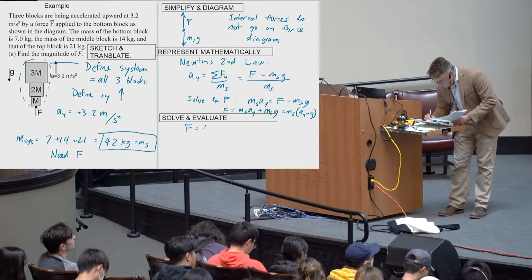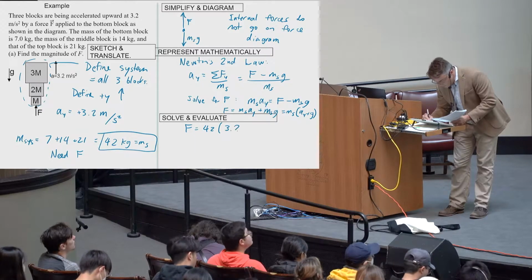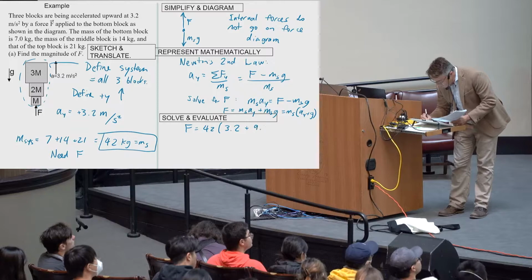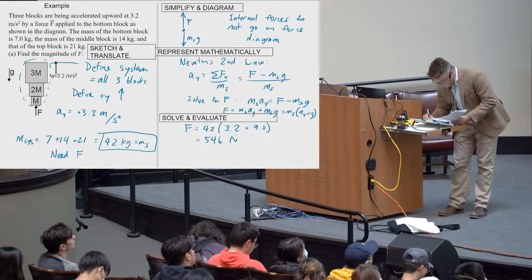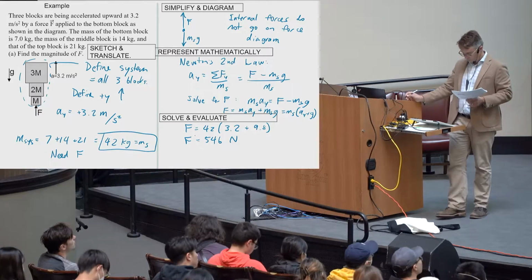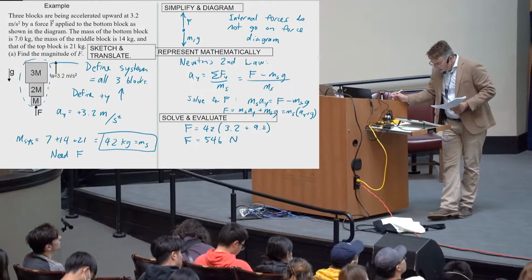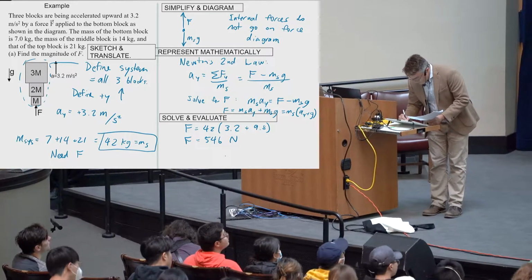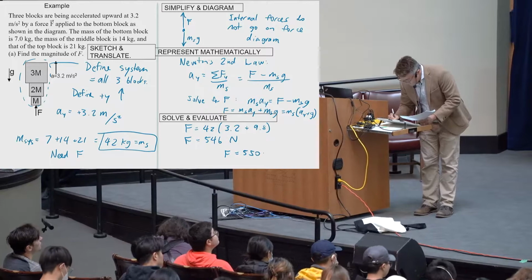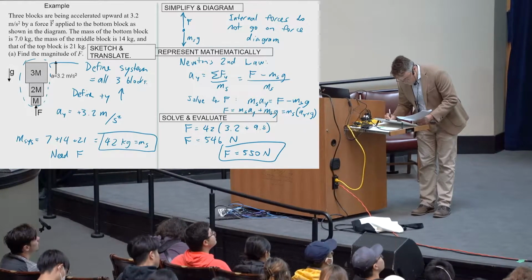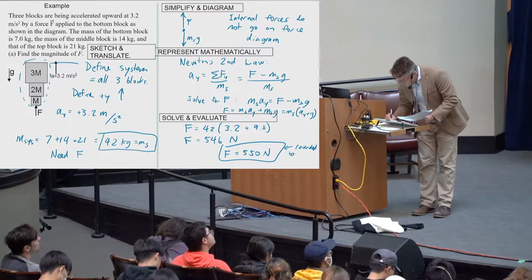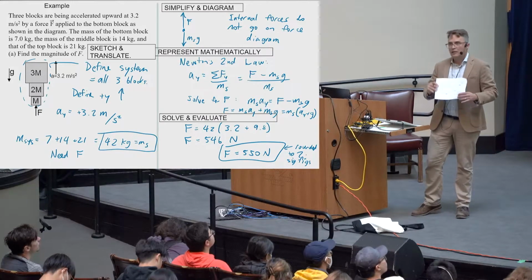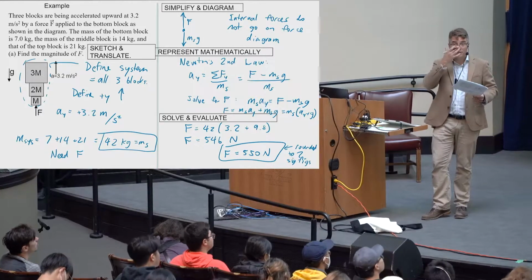So F is equal to 42 times 3.2 meters per second squared plus 9.8. So I got like 546 newtons. And maybe with two significant figures, I could round it to F equals 550 newtons. Okay, rounded to two sig figs. Okay, so now we know F, which is nice.